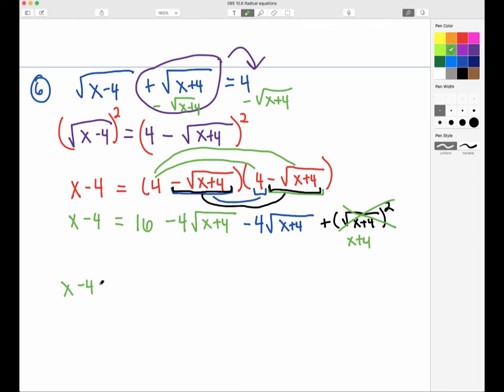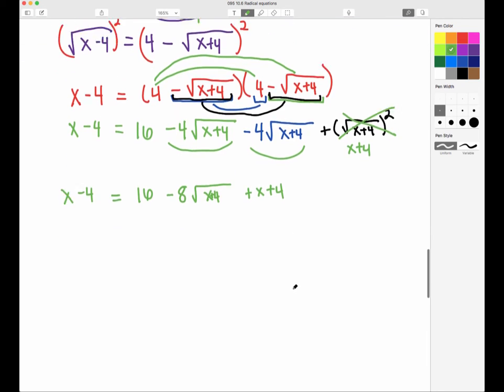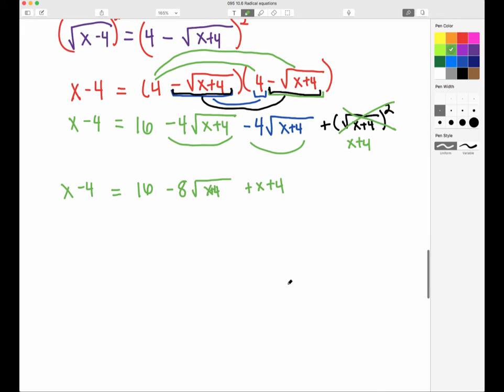x minus 4 equals 16 minus 8 times the square root of x plus 4, plus x plus 4. Because look, there's negative 4 and negative 4, so that means negative 8. And then over here at the end, we had a plus x plus 4. So these next couple steps are just going to be a matter of combining like terms one thing at a time so that I don't do too many things at once.